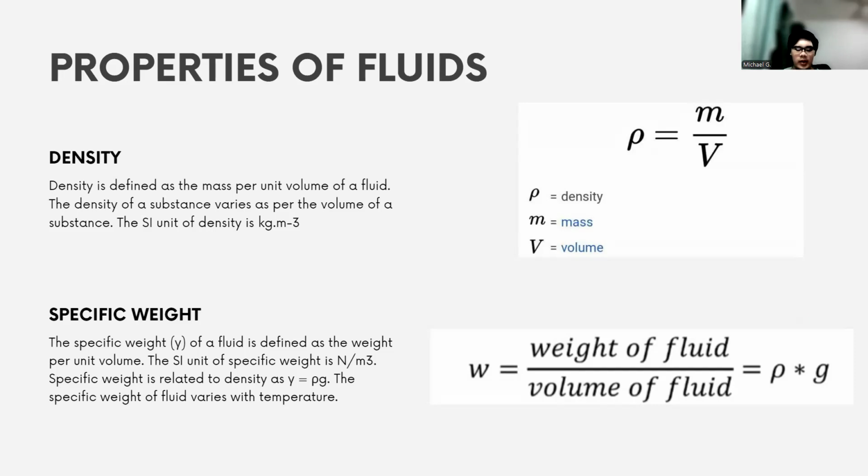Second, specific weight. The specific weight, also known as the unit weight, is the weight per unit volume of material. A commonly used value is the specific weight of water on Earth at 4 degrees Celsius, which is 9.81 kilonewton per meter cubed, or 62.4 pound force per feet cubed. In fluid mechanics, specific weight represents the force exerted by gravity on a unit volume of a fluid.